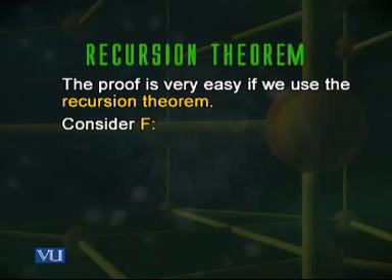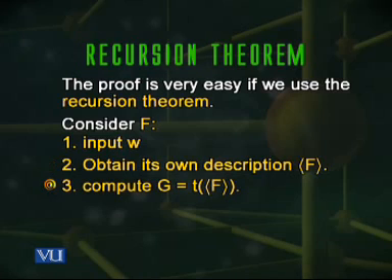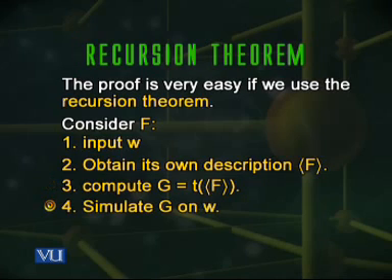Let us consider this Turing machine F, which is described as follows. Its input is W. First, what it does is it obtains its own description. So, using the recursion theorem, this Turing machine obtains its own description, and then it applies T to itself to obtain another description of a Turing machine G. G is the scrambled copy of this Turing machine, and now it simply simulates G on W.